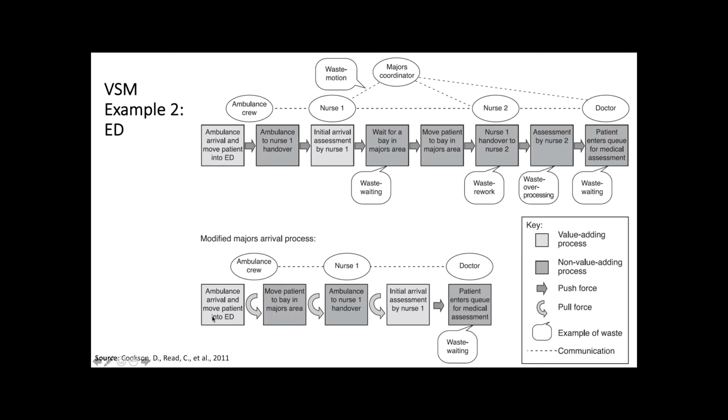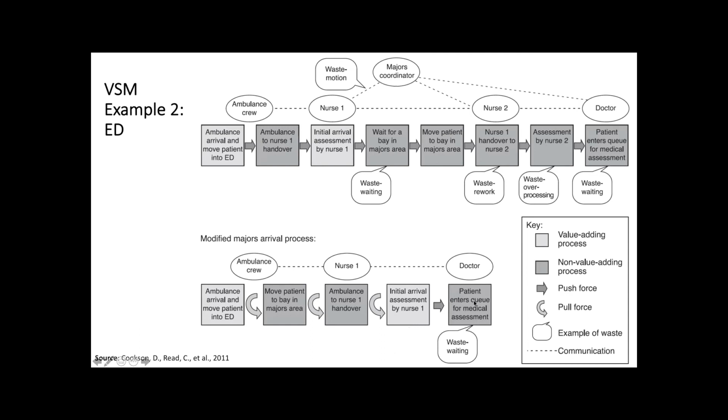The ambulance arrives and the patient is moved to the emergency department. And then instead of handing over the patient to a nurse and then to the major area, why not just take the patient to the majors area, and then hand over the patient to nurse one, and the nurse does the assessment, blood pressure, temperature, weight, height, everything. Once the nurse does the assessment, the patient goes and waits until they finally call the patient for the final assessment by the doctor.